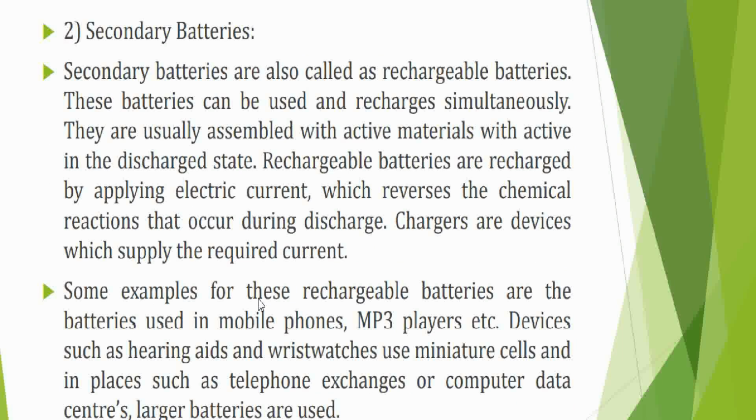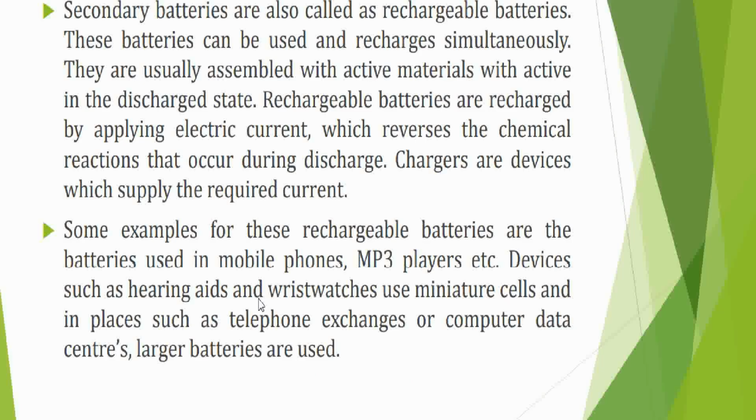Next, secondary batteries are rechargeable batteries. These batteries can be used and recharged repeatedly. They are usually assembled with active materials in the discharged state. The rechargeable batteries are recharged by applying electric current, which reverses the chemical reactions that occur during discharge. The chargers are devices which supply the required current.